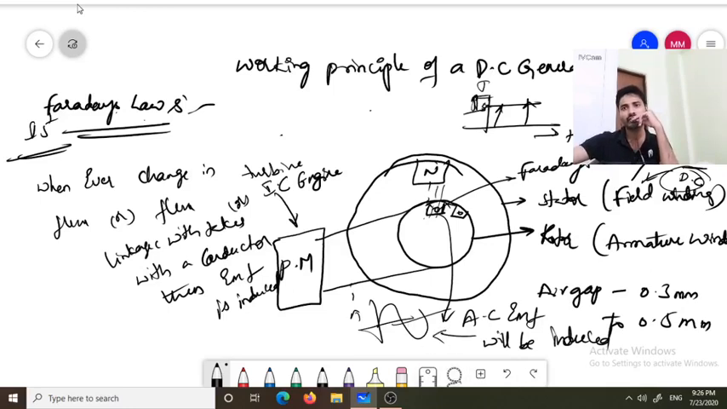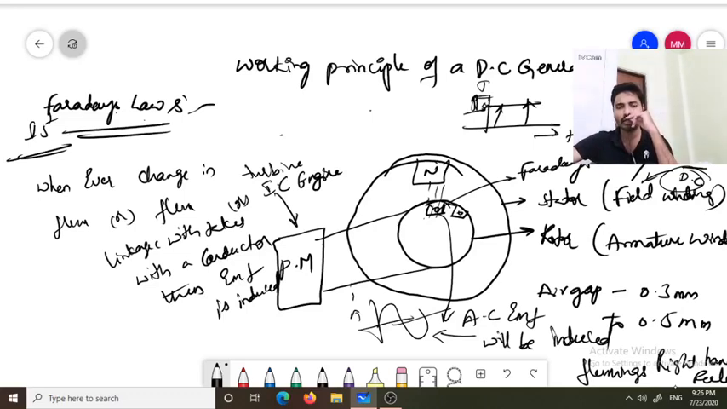The direction of EMF is given by Fleming's right hand rule. So there is some direction of this EMF, which is given by Fleming's rule. Fleming is a scientist's name, and he gave the direction of induced EMF. Okay, so we'll see about Fleming's right hand rule. Before going to that, once again I repeat the working principle.